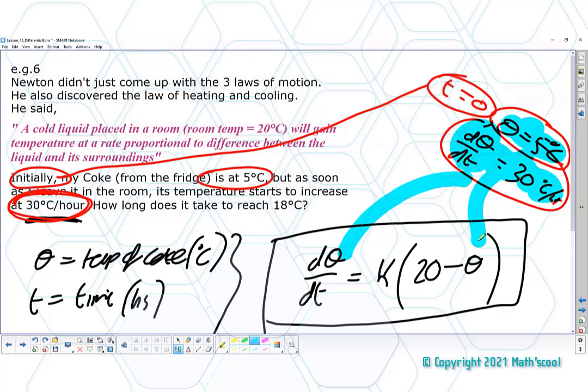And then once we found out what K is, we can then separate our variables, solve our differential equation, and then put in the rest of the information, find the unknown constant, integration constant, and then once we've got our equation, we could say how long it takes to reach 18 degrees C.